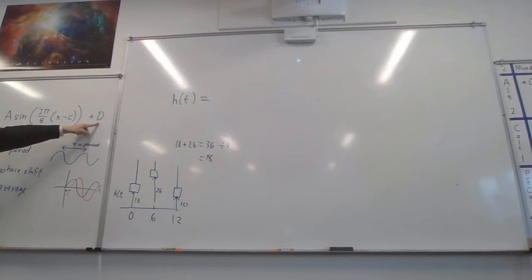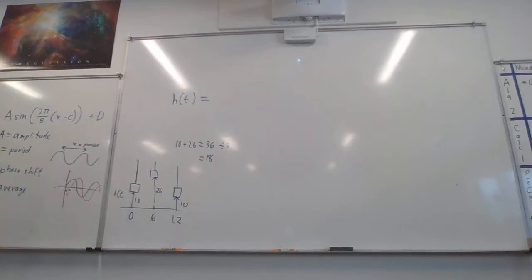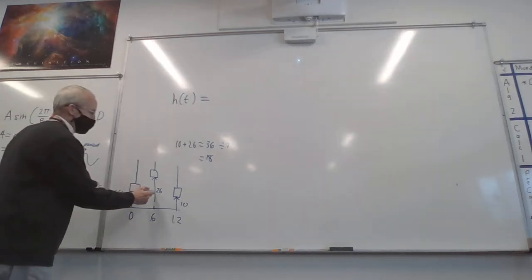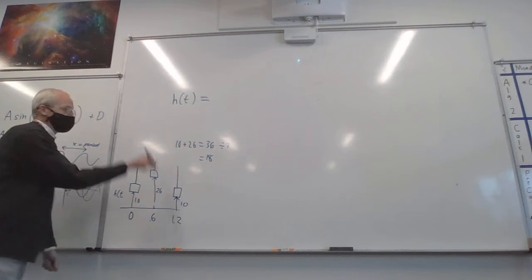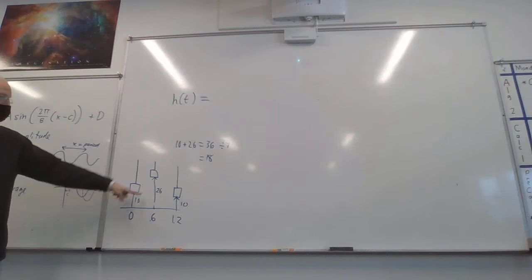That's the average. It starts off at 10, goes to 26. On the average, it's at 18. And we know that the amplitude is always, okay, if the average is 18, how far below 18 and how far above 18 does it go? So it goes down to 10, which is 8 below, and 8 above, right?